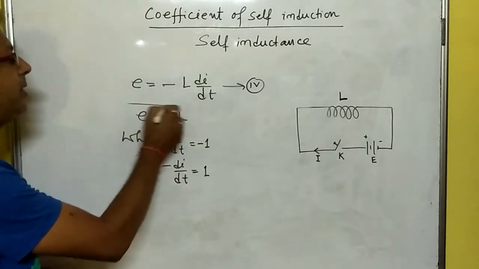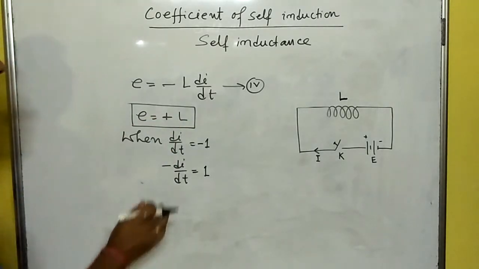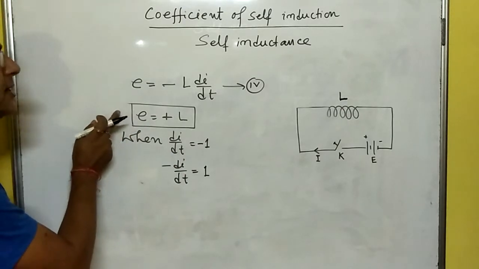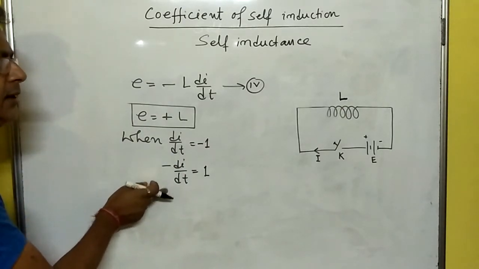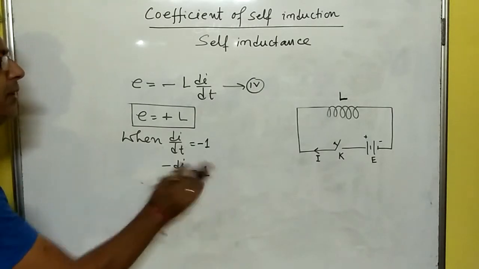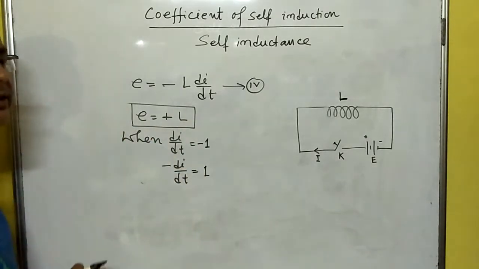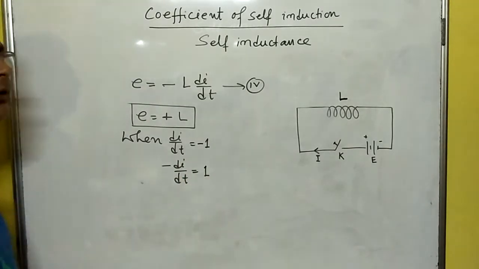So again, from here we can define L. L is nothing but the induced EMF in the circuit when the fall of current is 1 unit. Once again, L is equal to the induced EMF when the fall of current is equal to 1 unit.